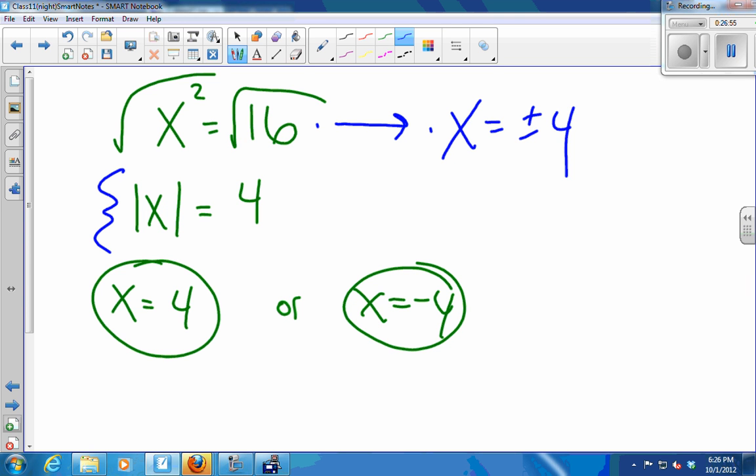What's not the same answer? That the absolute value of x equals 4 and x equals plus or minus 4? They do mean the same thing, yeah.